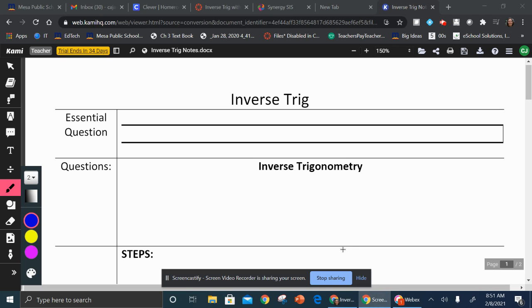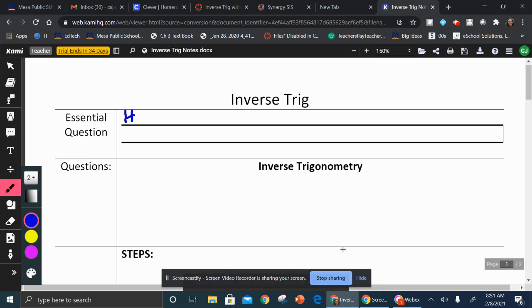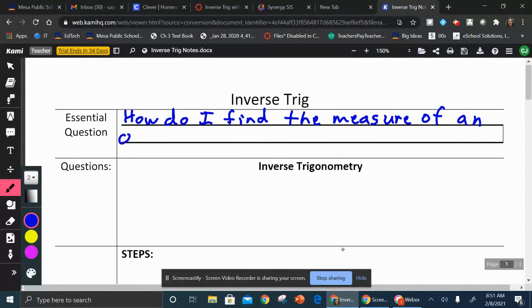Good morning. So we're going to work on inverse trig. Our central question is, how do I find the measure of an angle in a right triangle? It's going to be for our acute angles.